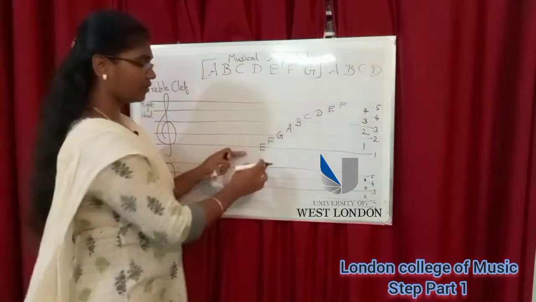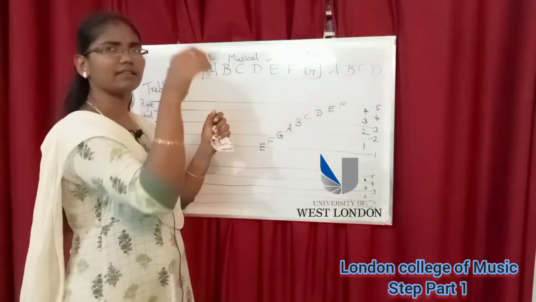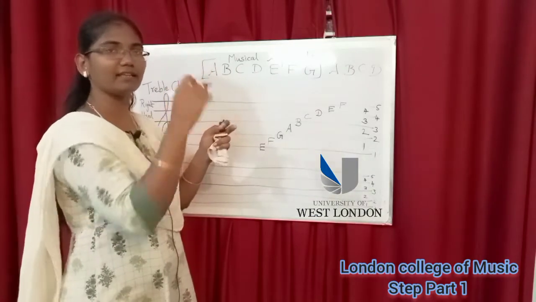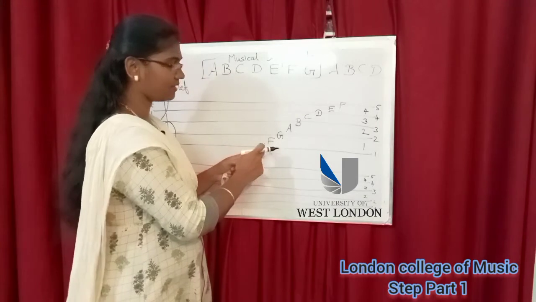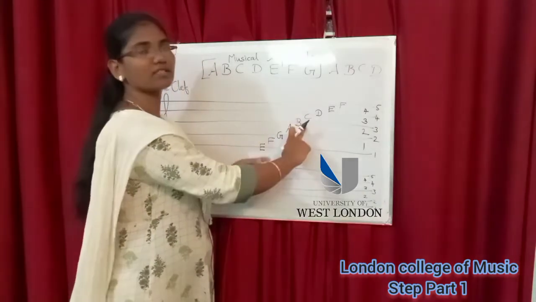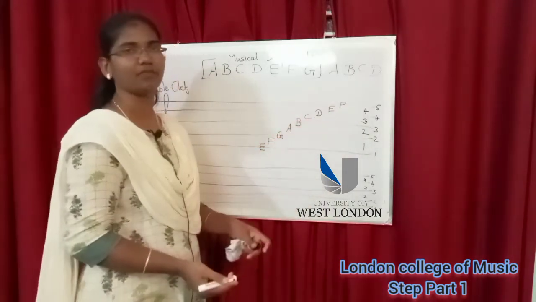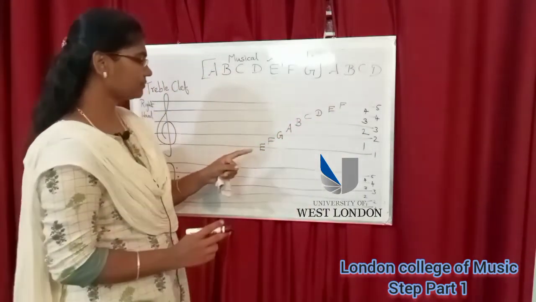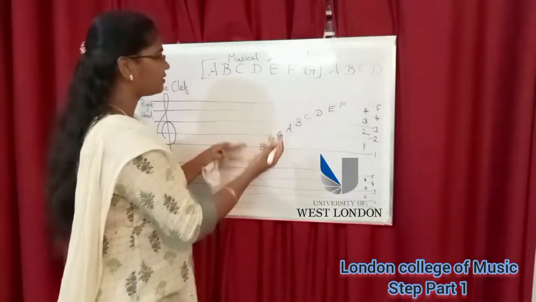Okay, but the note head, we learned, right? The whole note means the head, or the half note, the head. If the head is placed in the first line, that note is called E. If the head is placed in the third line, that note is called B. If the head is placed in the fourth space, that note is called E. Okay, so this is our middle octave.